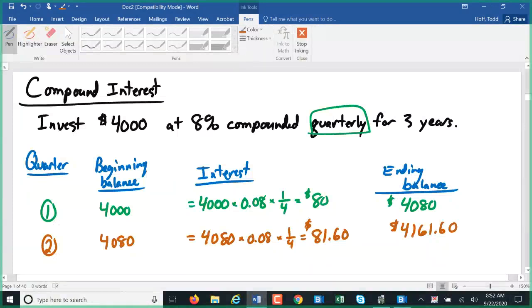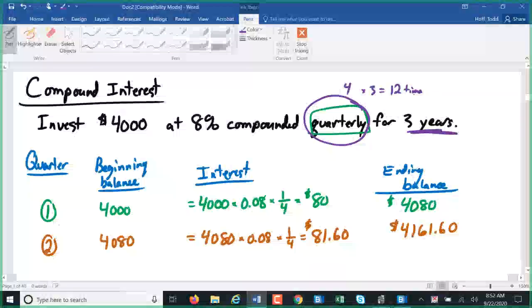Well, to get to the end of 3 years, how many times am I going to have to do this calculation? Quarterly means 4 times a year for 3 years. That's 12 times. That's 12 quarters. I don't want to do this 12 times. So let's look for a shortcut.